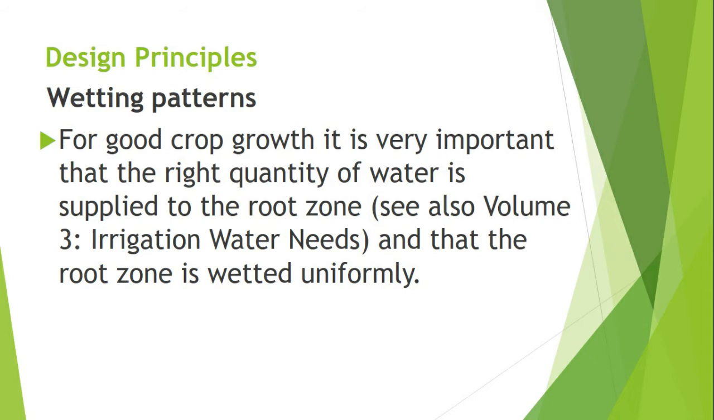If crops receive too little water, they will suffer from drought stress and yield may be reduced. If they receive too much water, then water is lost through deep percolation, and especially on clay soils, permanent pools may form, causing the plants to drown.